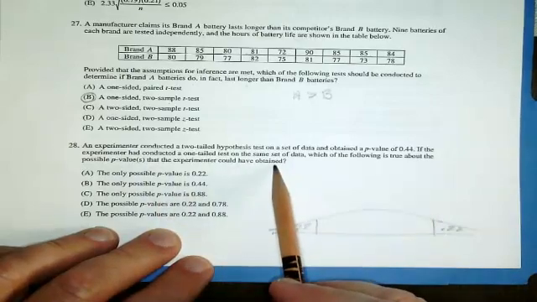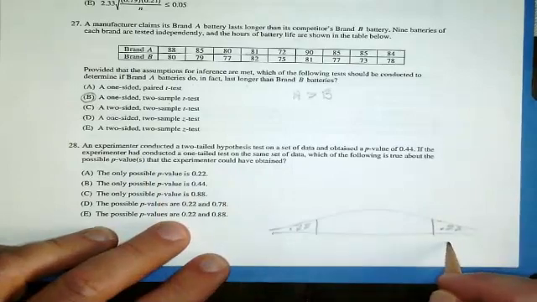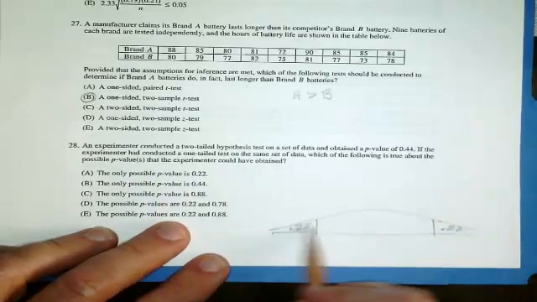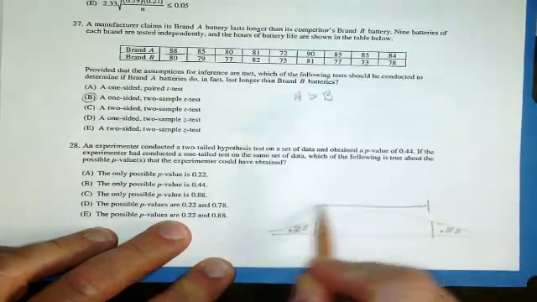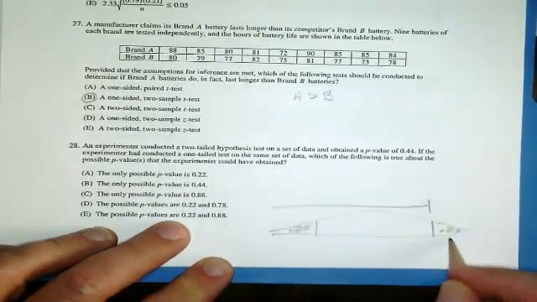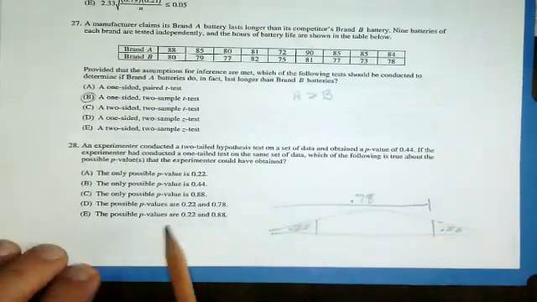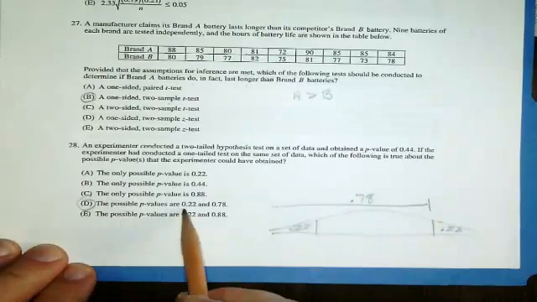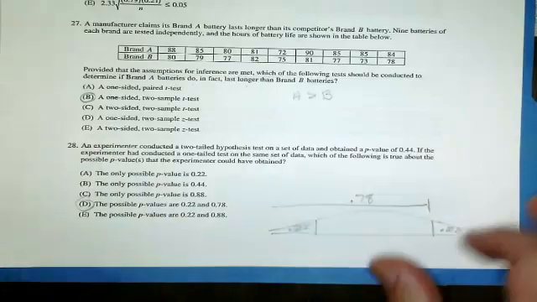Okay, if this is 0.22, so this is gone, then what is the value from here to here? In other words, what's the complement of this? That answer is 0.78. So the possible p-values are either going to be 0.22 or 0.78. Okay, hope that makes sense to you.